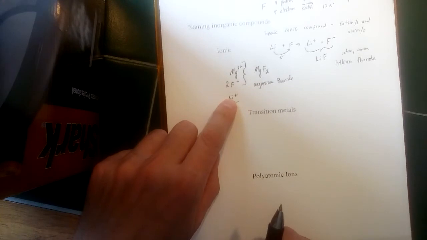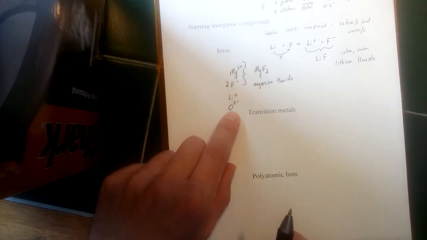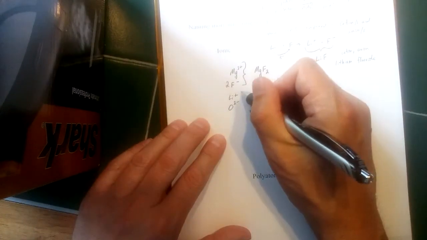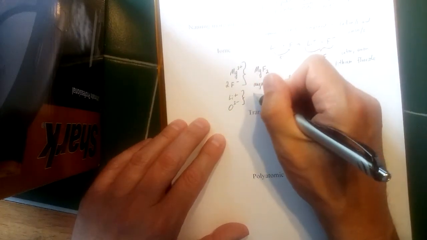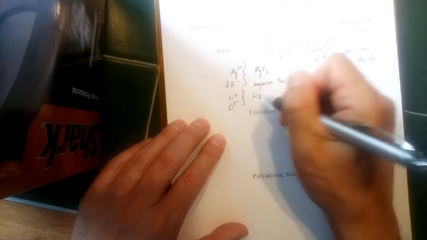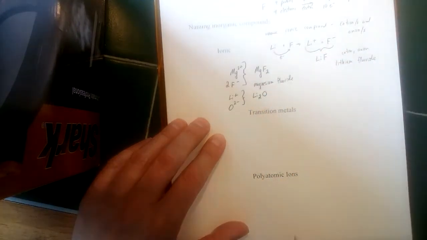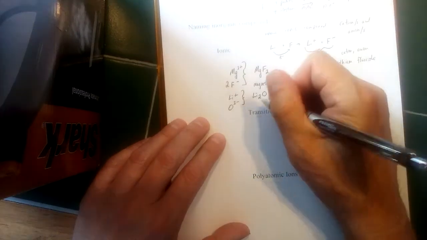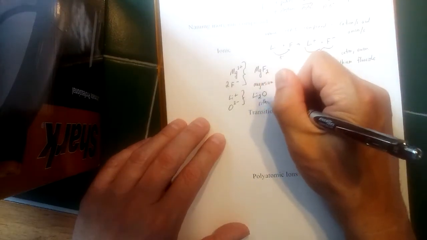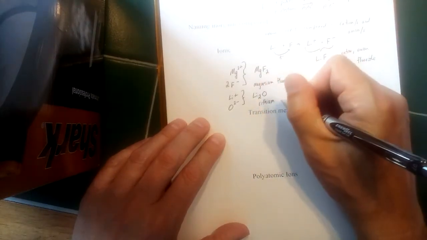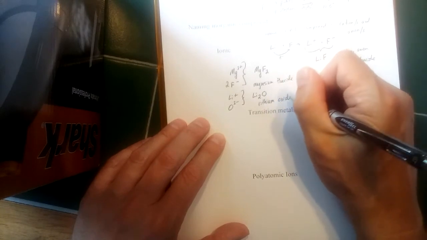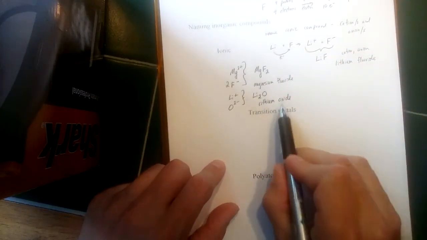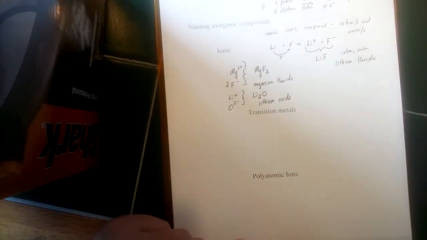That means we're going to need 2 lithiums to get to a total charge of +2 to balance out the total charge of -2 that comes with 1 oxygen. So when we combine lithium and oxygen, the 2 will go along with the lithium. It would be Li2O in the formula. Right? But again, the name is just the name of the metal or cation, followed by the name of the anion, but with I-D-E at the end. So this would be lithium oxide.